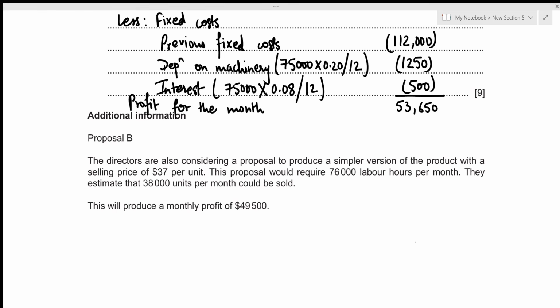They estimate that 38,000 units per month could be sold. So if we're considering the current situation, we are selling 30,000, but if we're considering proposal A, we are only selling 27,000. So the number of units has definitely increased for proposal B, but this will produce a monthly profit of 49,500. Alright, so if we're considering the current situation, we figured out the profit for the month to be 23,000. Comparing with that profit, definitely proposal B has higher profit, but we just recently calculated the profit for proposal A, which gives 53,650, which is definitely greater than proposal B's profit.